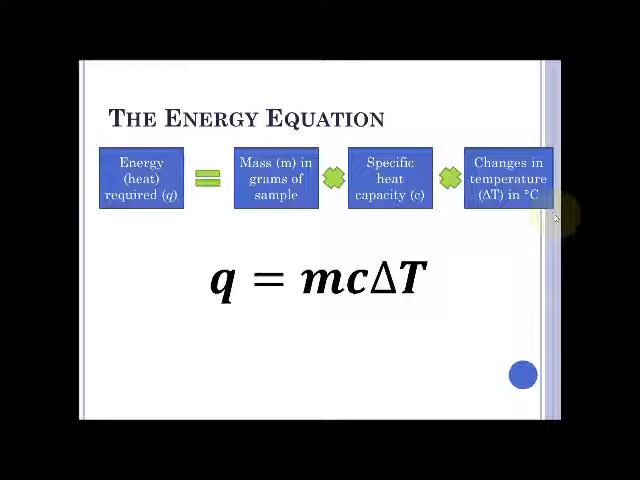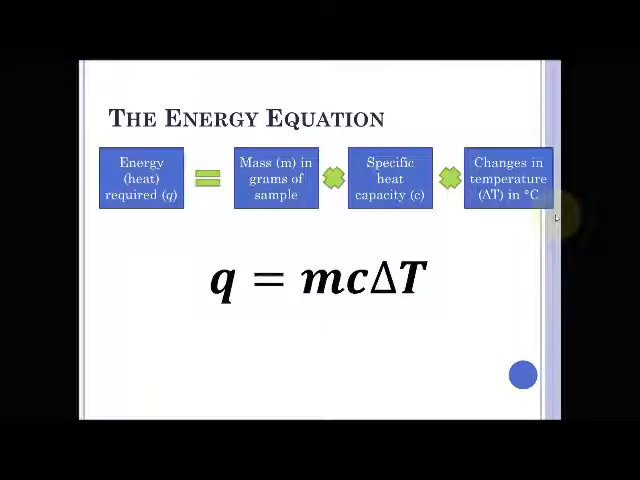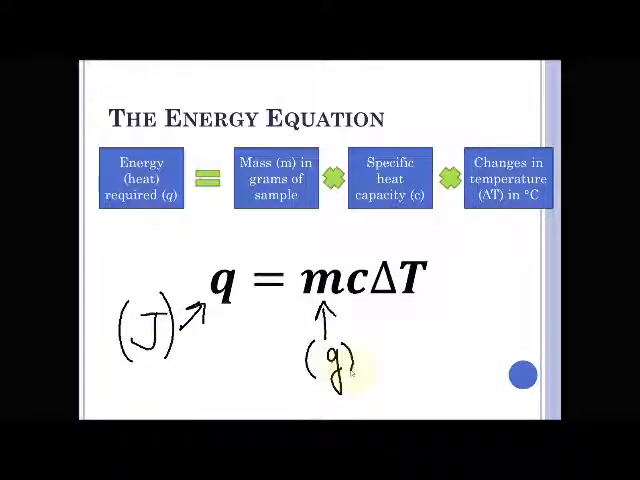All right, so the energy equation. Q, remember, is our heat that we talked about before. And Q is going to be in joules for this set of calculations, and that stands for the energy or the heat. Okay. M is the mass, and mass is going to be in grams. The specific heat capacity is the C.